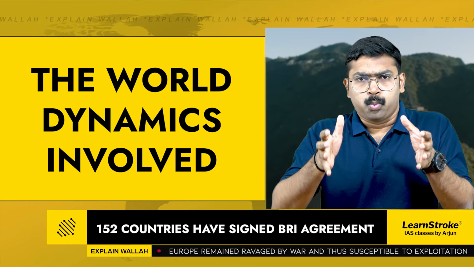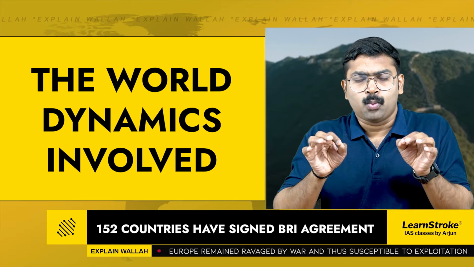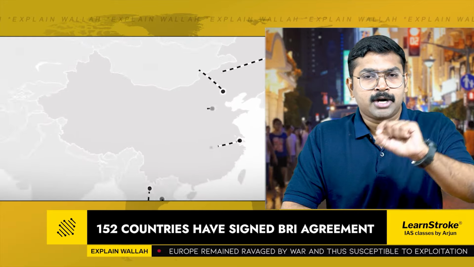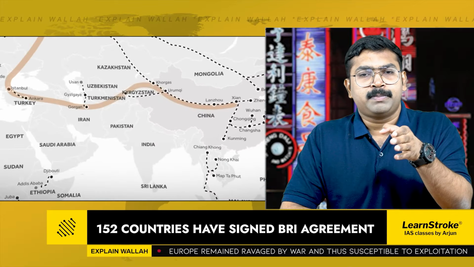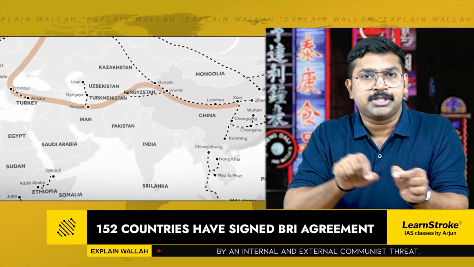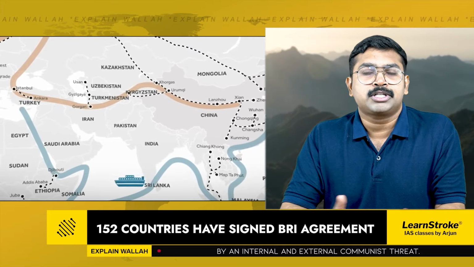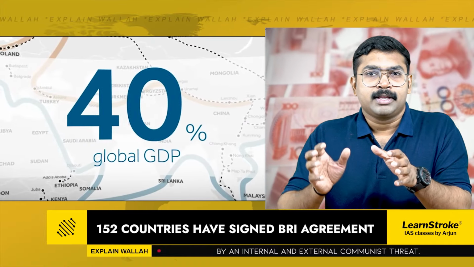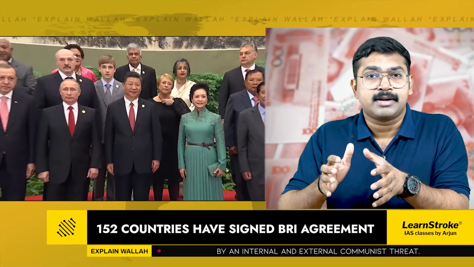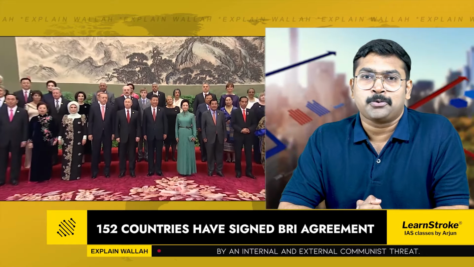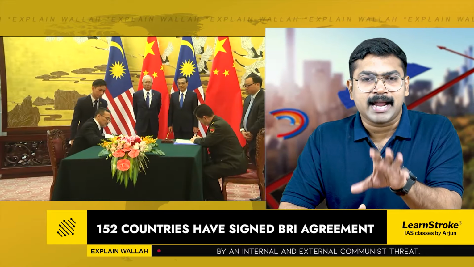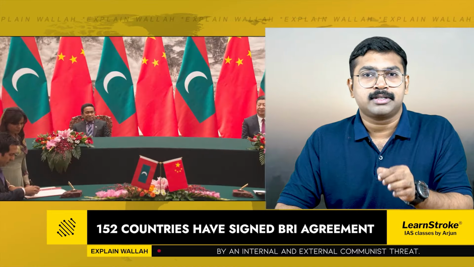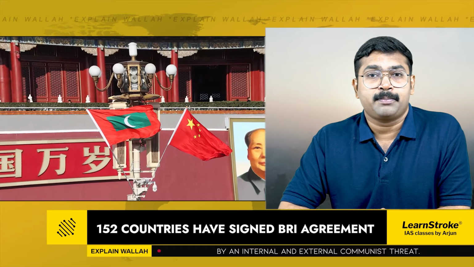Let's also look at the world countries and the world dynamics involved in this. When you see from East Asia, Africa to Europe, the Belt and Road is spread across these regions, and this region is more than half of the world's population and over a quarter of global GDP. Just imagine, more than 152 countries have signed this BRI cooperation. With this kind of dynamics, China is extending its dominance in almost all these regions, which is something to be noted from an international perspective.